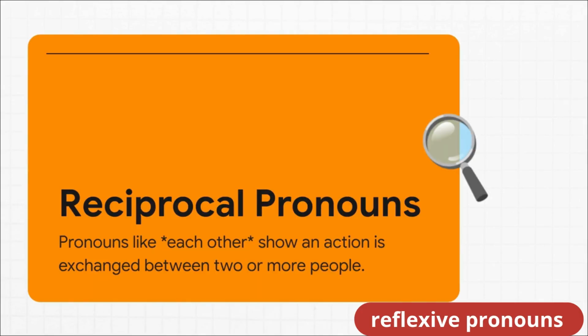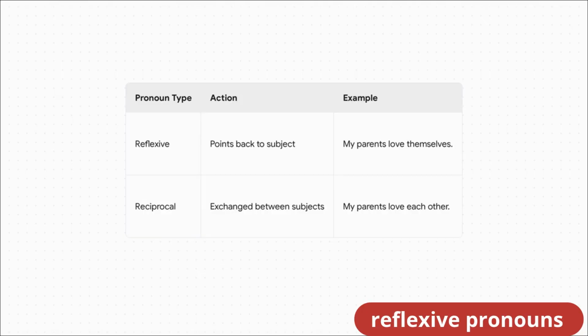So here's the real difference. A reflexive pronoun is like that mirror we talked about. The action just reflects back. But a reciprocal pronoun, that's more like a game of catch, where the action goes back and forth between people. And this chart just sums it all up perfectly. The reflexive action is internal. It points back to whoever started it. The reciprocal action is external. It's being passed between the subjects. It really all just comes down to the direction of that action.